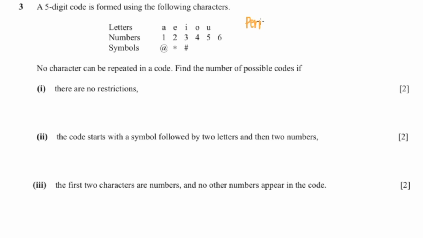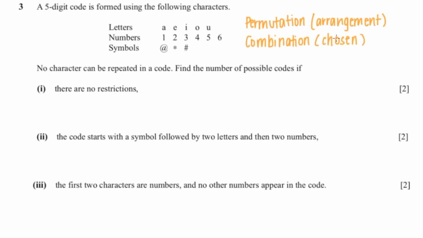So first we have to decide whether this is a permutation or a combination. We know that permutation is when we are arranging something or putting something in order, and combination is when we are selecting or choosing stuff. Based on the question, they're asking us to find the number of possible codes, so the codes should be arranged in a specific way. So we'll be using permutations.